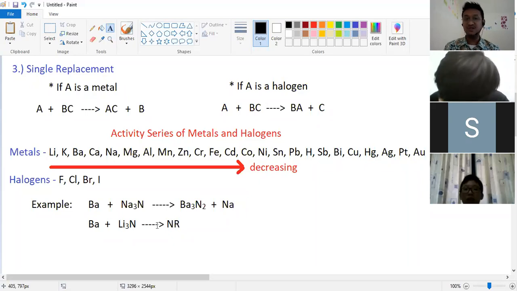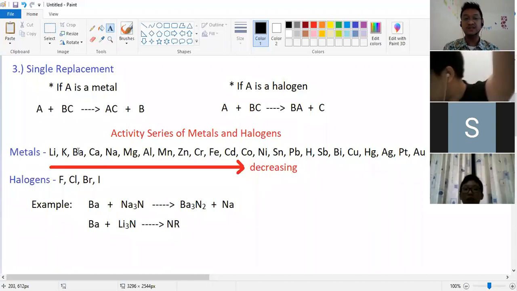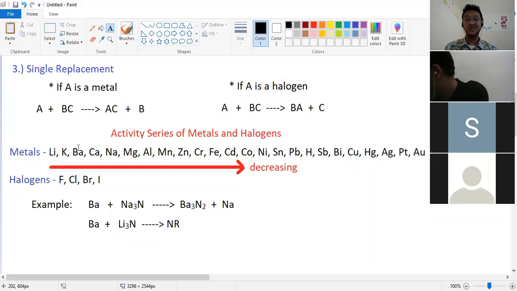But the second example is a different story. Why? Because in here, this is barium and it is supposed to replace lithium. But it just so happened that lithium is more reactive than barium. So if barium is less reactive than lithium, is there a chance for barium to replace lithium for the reaction to happen? No. There's no chance for barium to replace lithium because it is less reactive than lithium.